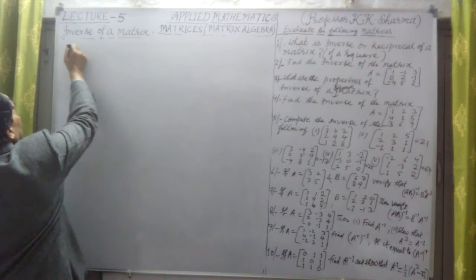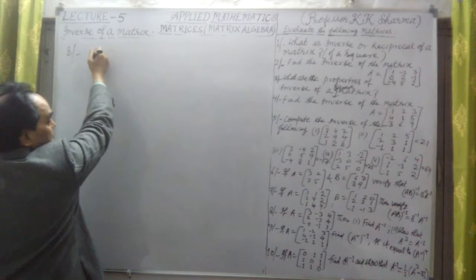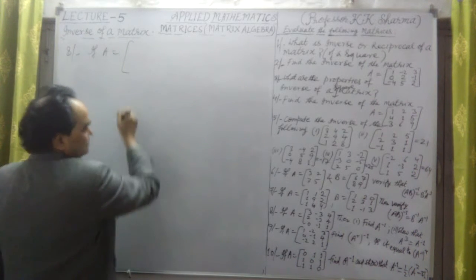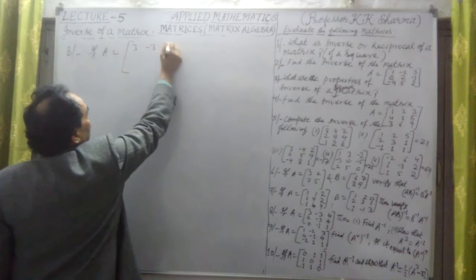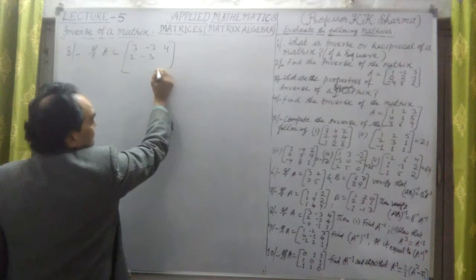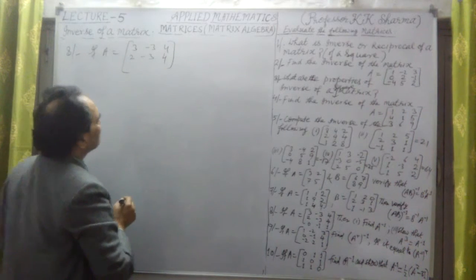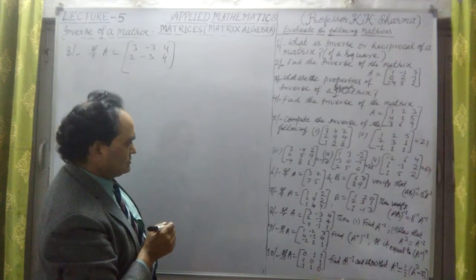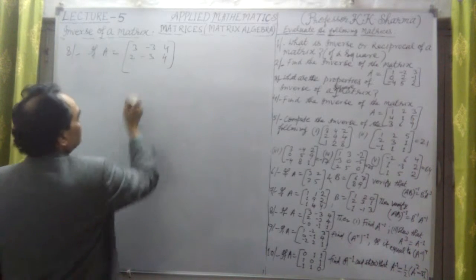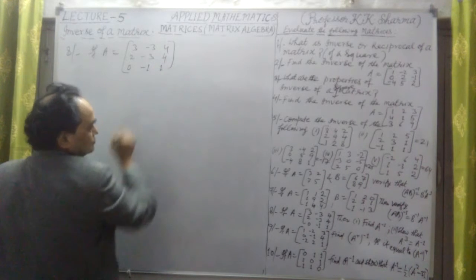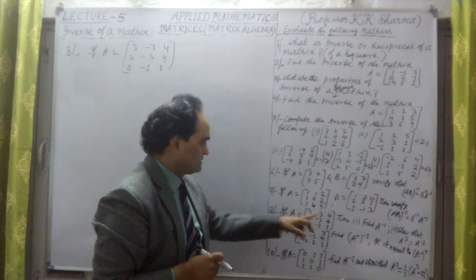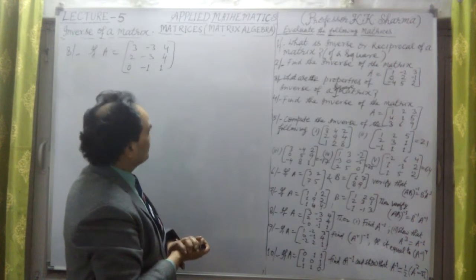Let me take question number 8. It says if A is equal to the determinant here, 3 minus 3 4. Let me check it. Different value. It is 3 minus 3 4, 2 minus 3 4, 0 minus 1 1. Alright, this is A here. A is equal to 3 minus 3 4, 2 minus 3 4, 0 minus 1 and 1.